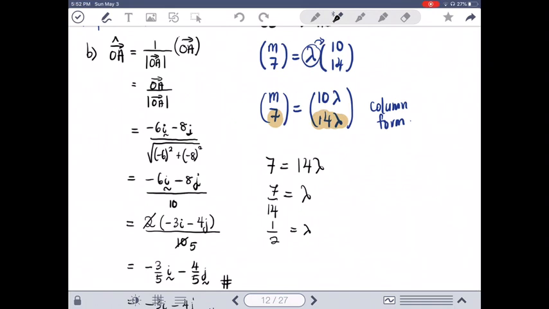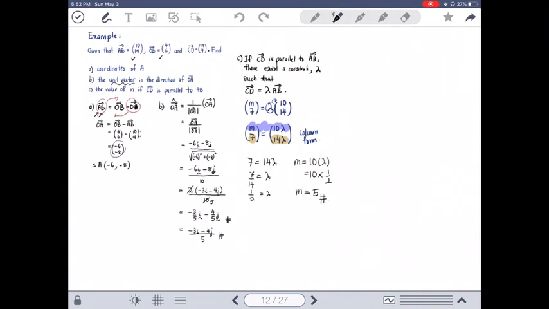Now we have the value of lambda. Next, we compare the component of i. Therefore, m is equal to 10 times lambda, which is 10 times 1 over 2. So the value of m is 5. That is your final answer.